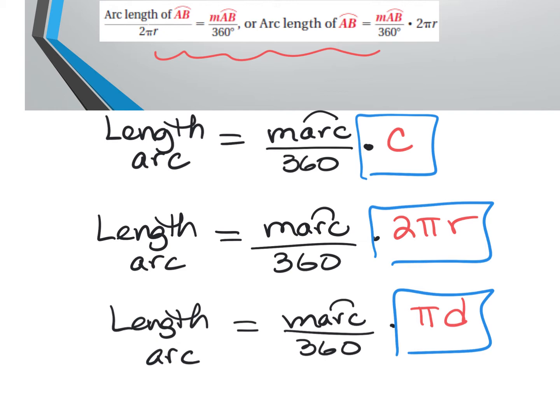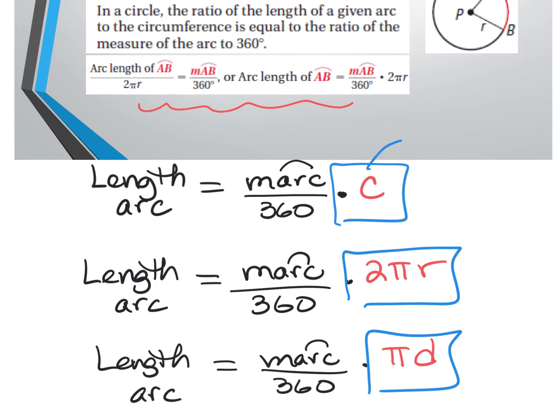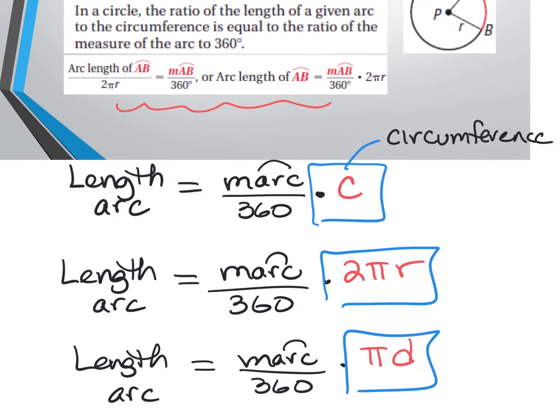Be able to take these formulas and find any missing piece, whether it's the missing measure of the arc, a missing radius, or a missing arc length. So be able to manipulate these formulas and solve for any part of it. C, the variable C here, this is representing circumference. The R here, this is radius, and the D is diameter.